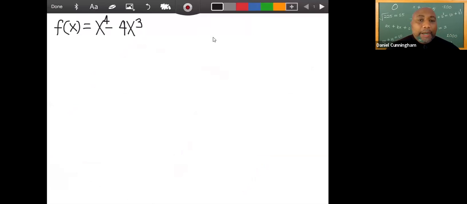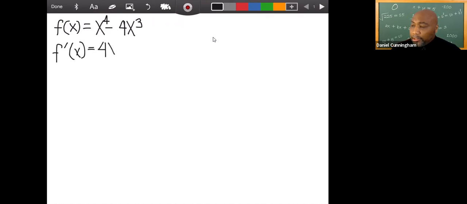So let's look at this example and quickly sketch the graph of this function. So the first thing I'm going to do is find the first derivative. That will at least give me some extremums, max or min points, possible max and min points.